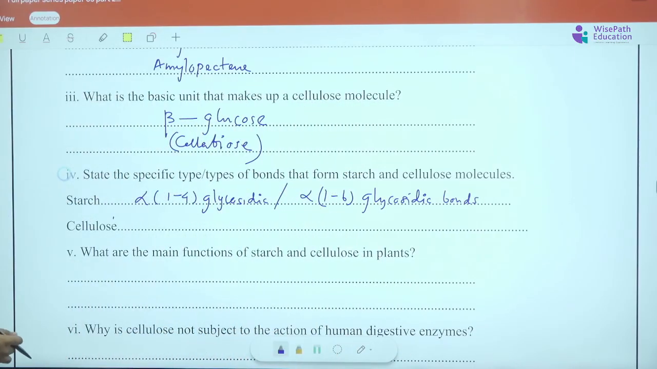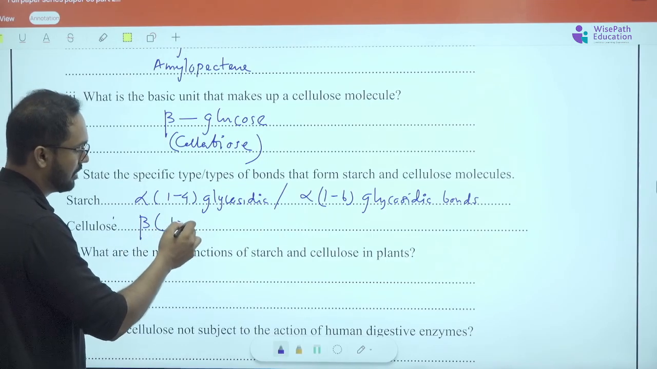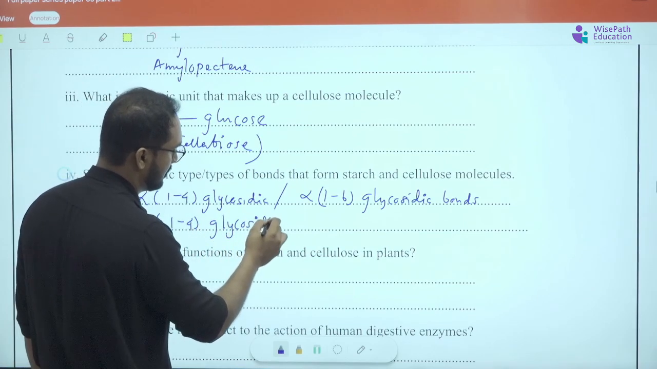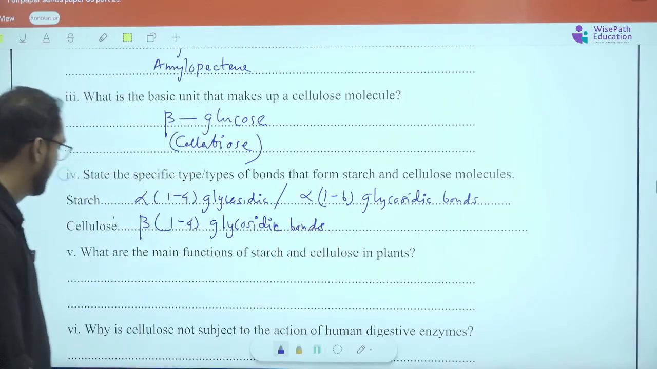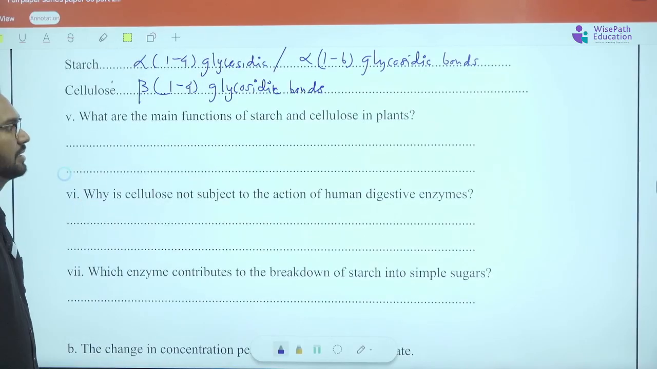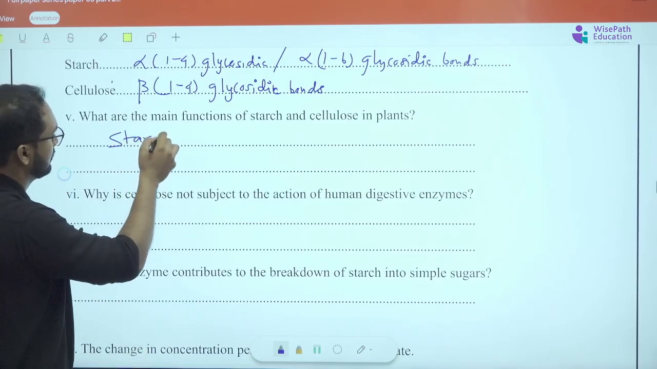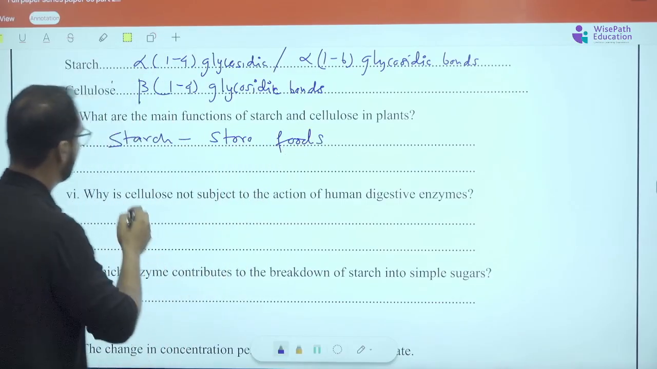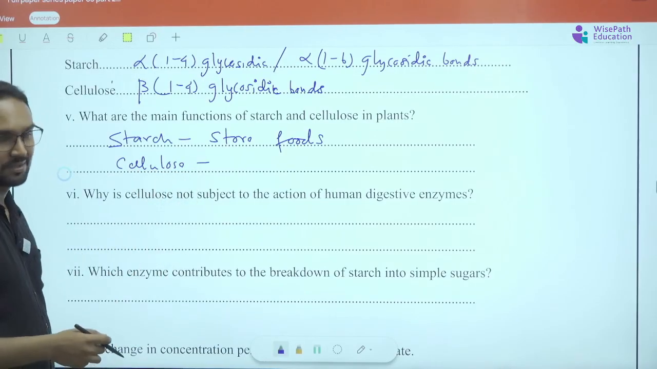And the cellulose, that is beta 1,4 glycosidic bonds, right? What are the main functions of starch and cellulose in plants? Starch is to store food, cellulose is the main cell wall. Store foods. And the cellulose for the strength, right?